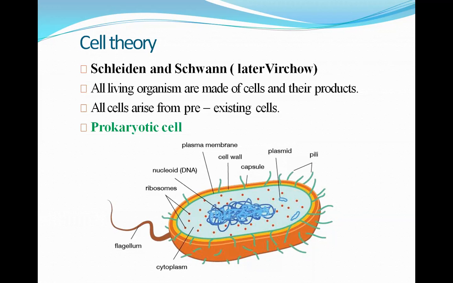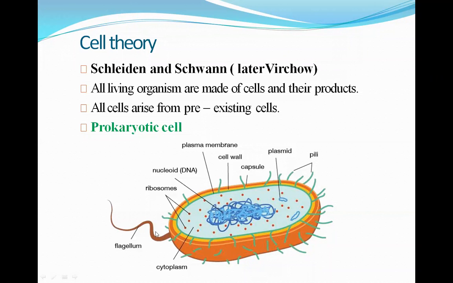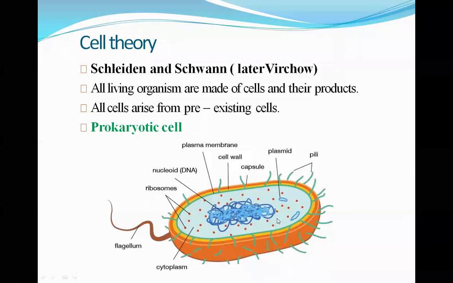Now, the first type of cell which we are going to see is the prokaryotic cell. You can see this figure also, right? There is a presence of a flagellum, and these red colored dots observed in the whole inner area are ribosomes, right?